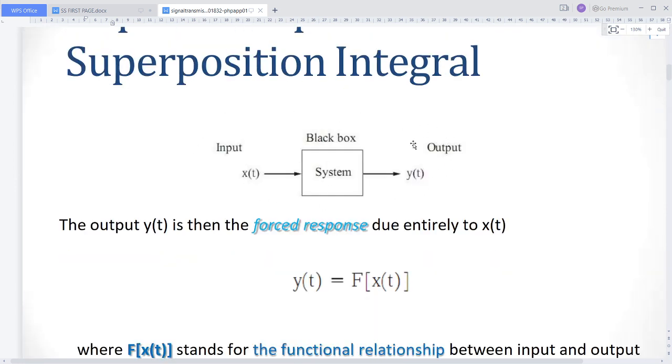Simply assume that this is a system to which we have applied x of t. It is a continuous time signal, and we are getting the output y of t, which is also a continuous time signal. Even though both are continuous time in nature, x of t is not equal to y of t. If x of t is equal to y of t, there is no meaning of having the system over here.